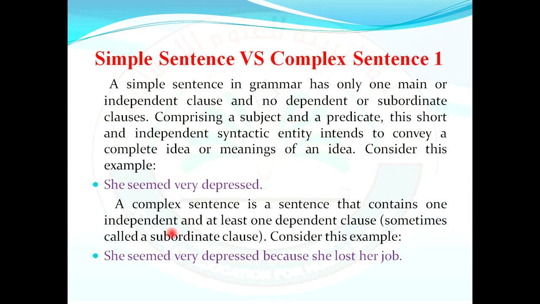The first one, she seemed very depressed. This is the independent clause. Okay, why is that? Why she seemed very depressed? Okay, because she lost her job. So this is the dependent clause. Okay, so this is the reason. Of course, now the dependent clause, because she lost her job, cannot stand alone. It needs the independent clause to complete its meaning.